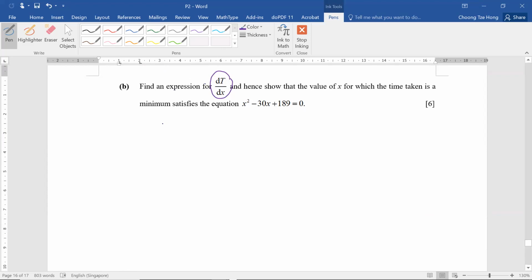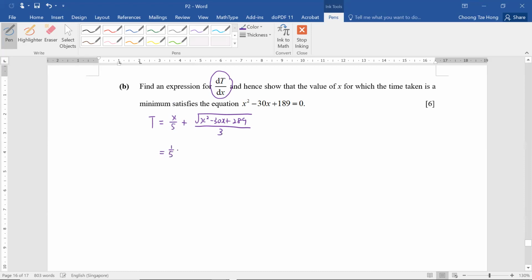So what we need to do is differentiate t. So t is what we showed in the first part. Even if you are not able to show it, you can still continue to use it and do this part B of the question. To prepare for differentiation, we'll put it in this form.